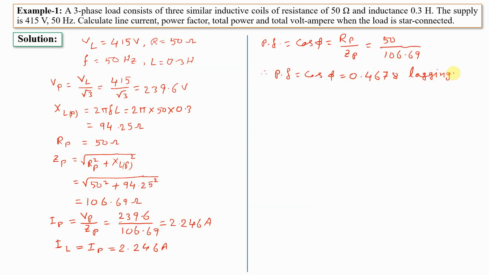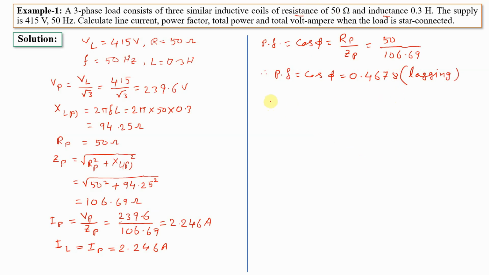As in the question it is given that in each phase there is a resistance and an inductance, that means the circuit is resistive inductive. And as the circuit is resistive inductive, the current will lag the voltage and hence the power factor will be lagging in nature.